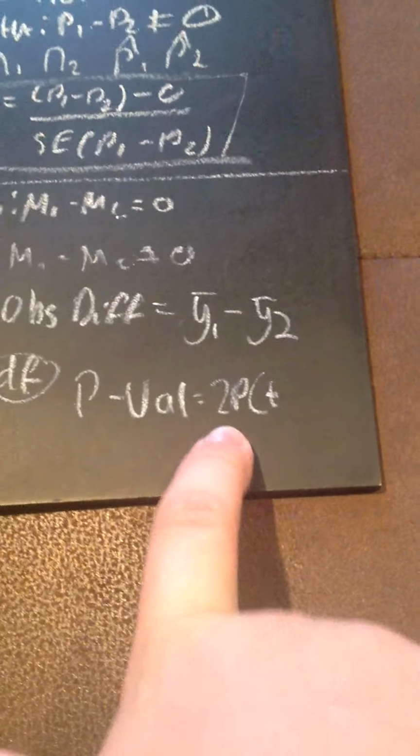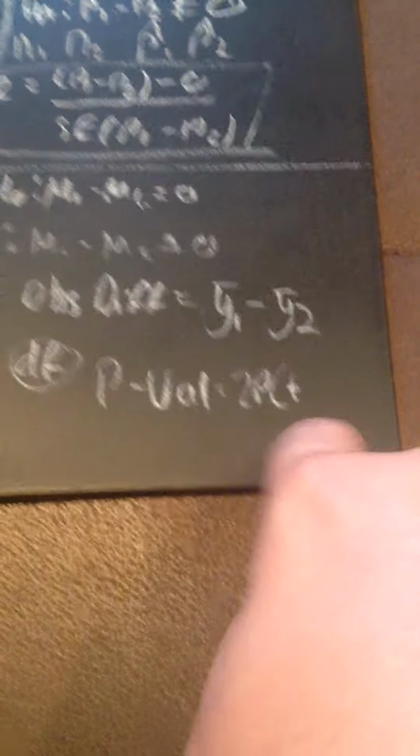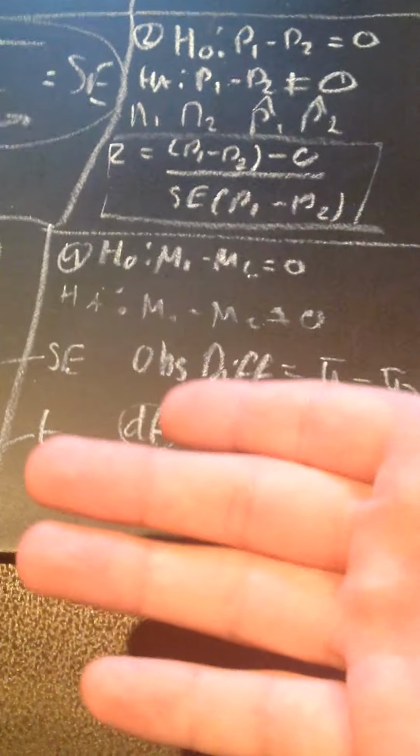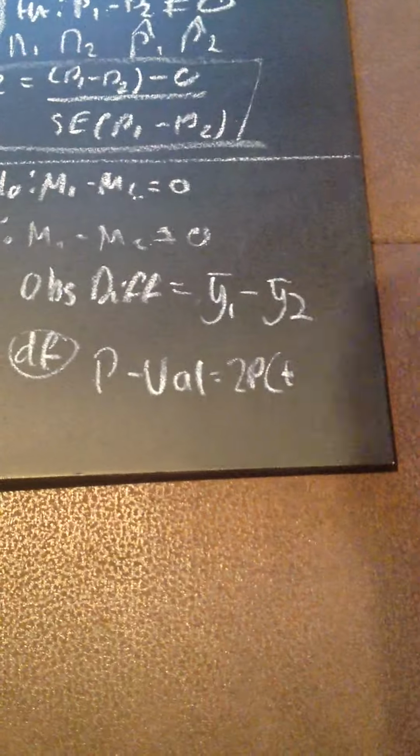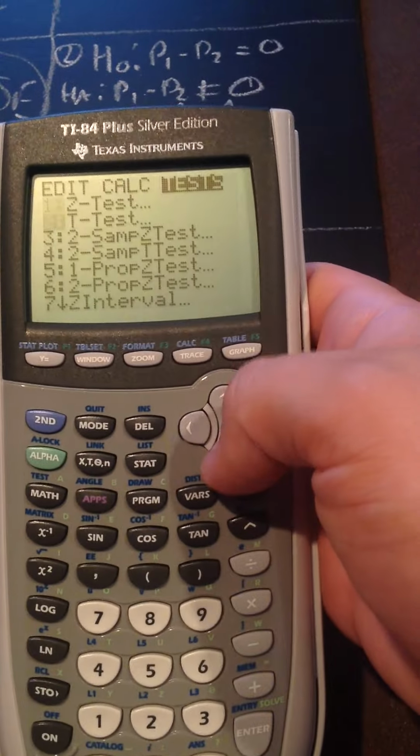Okay? What did I write here? Okay, it's 2p of t. Okay? It's 2 times the probability of some event t occurring. You're most likely going to have to find this t in your calculator. You're most likely going to have to find this in your calculator over here.